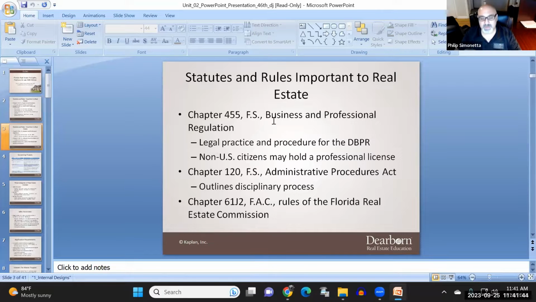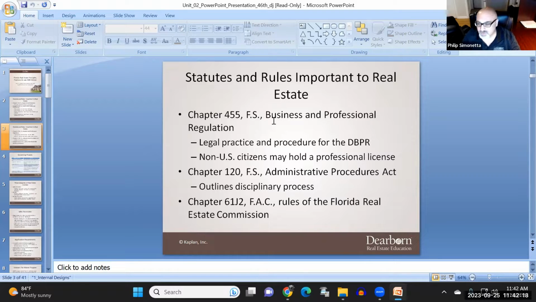Now, chapter 455 Florida statute is the business and professional regulation. 455 is the legal practice and procedure of the DBPR, so 455 creates the DBPR. So remember, 20 is the umbrella, 475 is real estate, 455 is actually the DBPR. It's the legal practice and procedure for them.